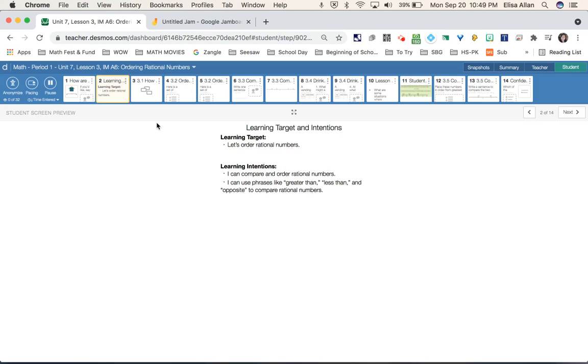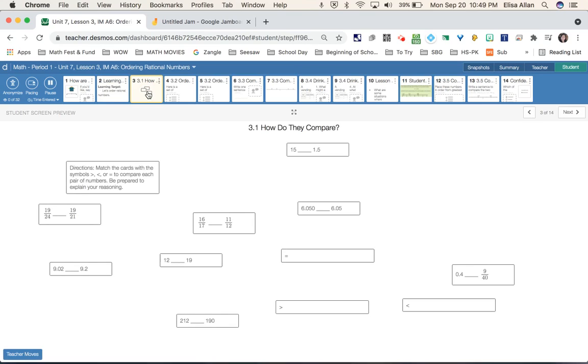So we started looking at those words last lesson. We're looking again at those same alligator symbols, or greater than, less than symbols. And now again, looking at this idea of what opposites are as well. So we're going to start with 3.1.